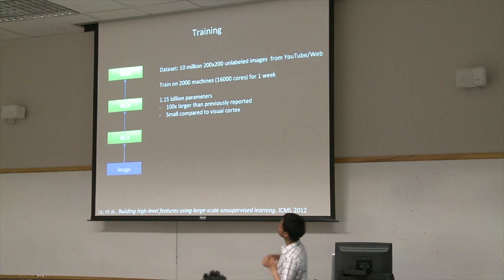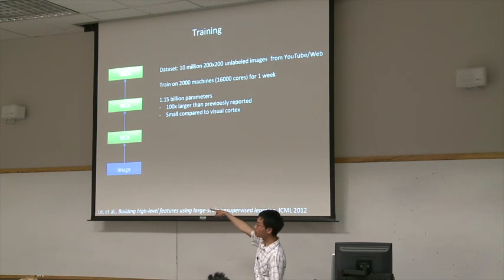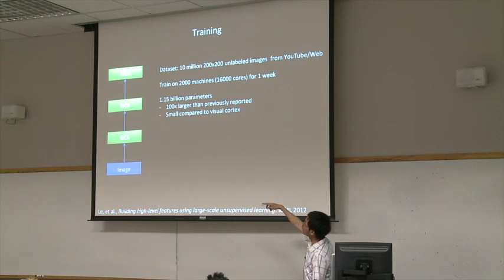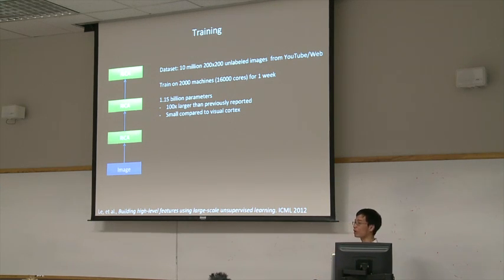And the algorithm is as follows. You take the image, and then train a sequence of bigger algorithms like I talked about earlier. We train on 2,000 machines, and these machines have 8 cores in general, so we have 16,000 cores. And then we train it for 1 week. So the number of parameters is 100 times larger than anyone has tried. But although it's quite big, it's actually small compared to what happens in the brain.